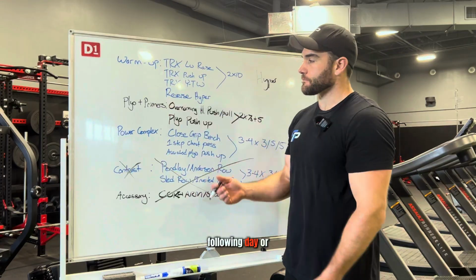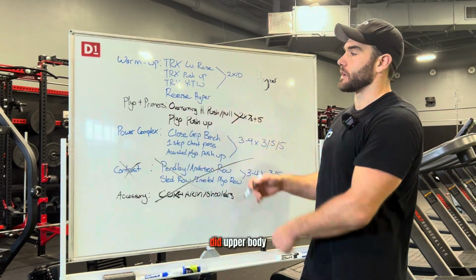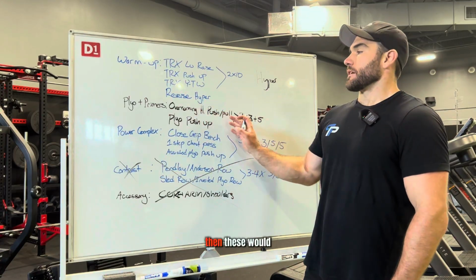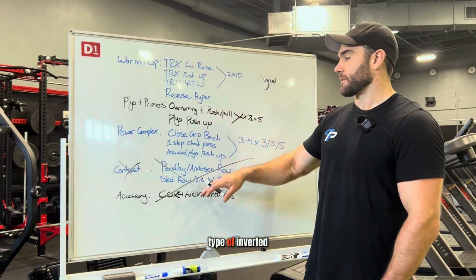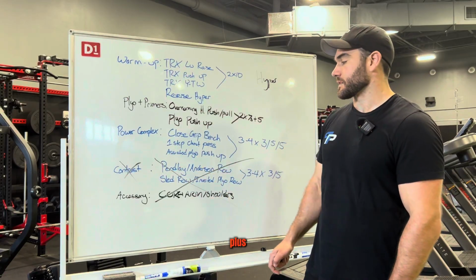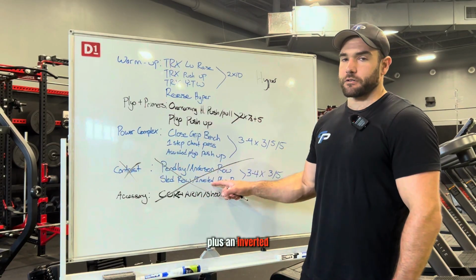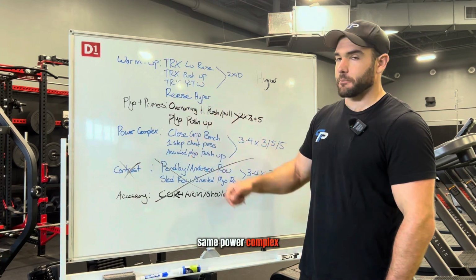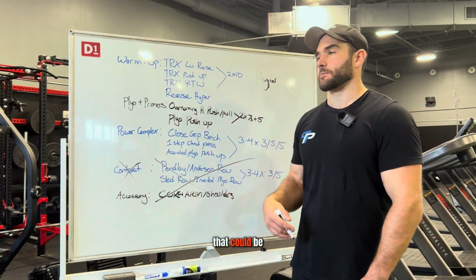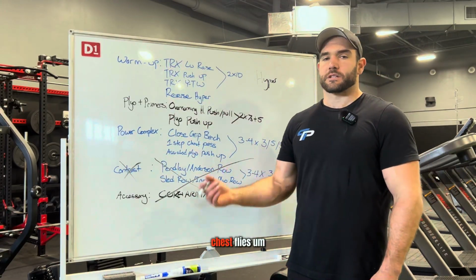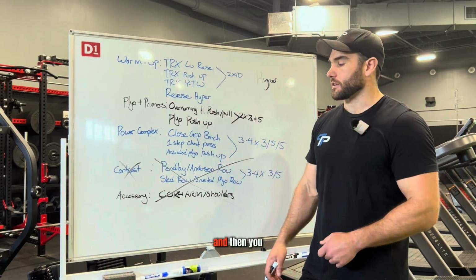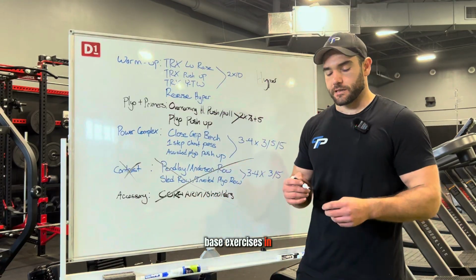And then the next time you did upper body, I would flip-flop this. So if we focus on horizontal pull or push, then these would be horizontal pull and a plyometric type of inverted row with this. And our power complex might be a pendulum row plus a sled row plus an inverted row, because that's going to get us that same power complex that we're working for. And then I would have my hypertrophy be the horizontal press. That could be an incline dumbbell, could be bench press, could be chest flies. You could have any triceps in there as well. So that's how you would really make this your own, and then you could have your accessory core-based exercises in there as well.